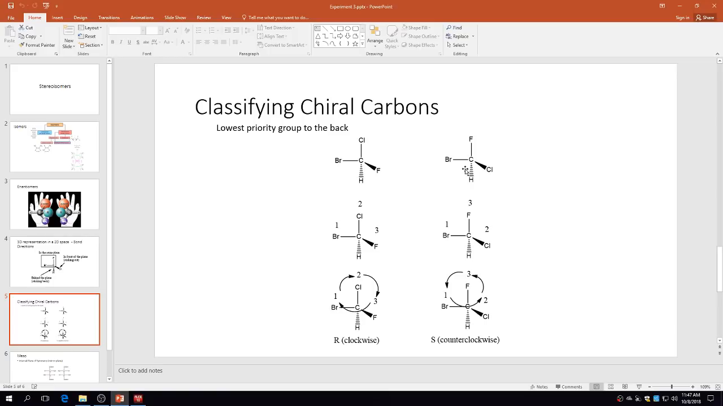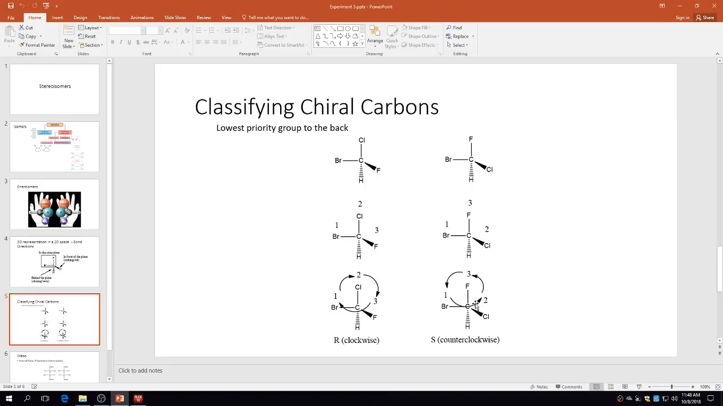However, let's take a look. Bromine is still 1, it's still the heaviest. Chlorine is still 2, it's still second. And fluorine is still the lightest, other than hydrogen, which is pointing away from us. We now have 1, 2, 3. This is counterclockwise, or the direction you would turn the steering wheel to turn your car left. This is the S configuration. All right, so this is how we determine R and S. So we rank the groups in terms of their molar mass.